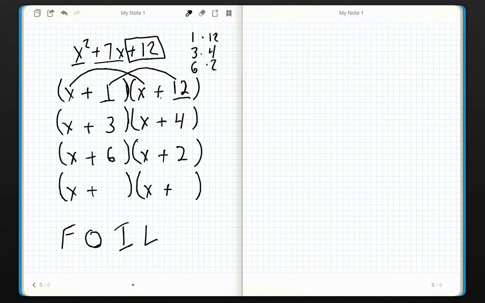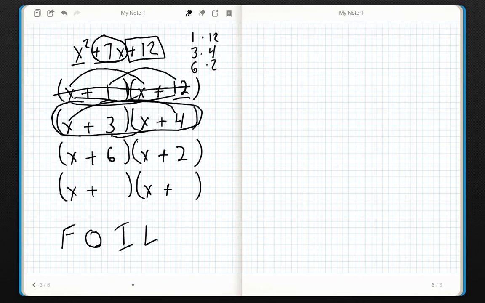Now, x times 12 is 12x. x times 1 is 1x, and 1x plus 12x is 13x. We're not looking for 13x, we're looking for 7x, so guess what? Not it. Moving on down, we know that x times x is x squared, and we know that 3 times 4 is 12. We do that right at the beginning. So now we really are only interested in the middle terms and how they combine. So x times 4 is 4x, and 3 times x is 3x. 4x and 3x is 7x. So guess what? I have found it.